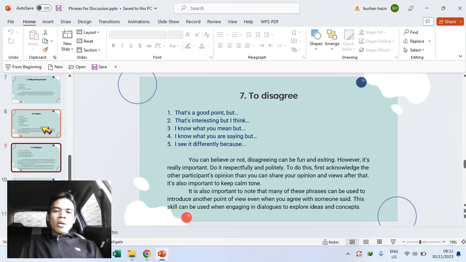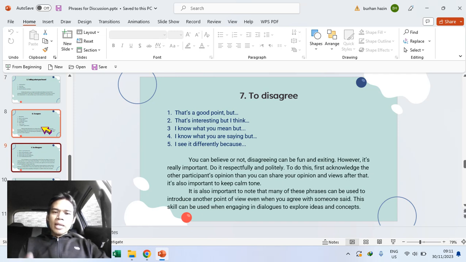Right, next one is to disagree. How to disagree? If you disagree with the opinions of the other participants, what do you say? You can use one of those phrases. That's a good point, but, and then you tell the reason why you disagree. That's interesting, but I think, and then you share your opinion on why you disagree. I know what you mean, but, and so on and so on. After those phrases, of course, you need to explain your opinion on why you disagree with what the participants talk about in the discussion, right?